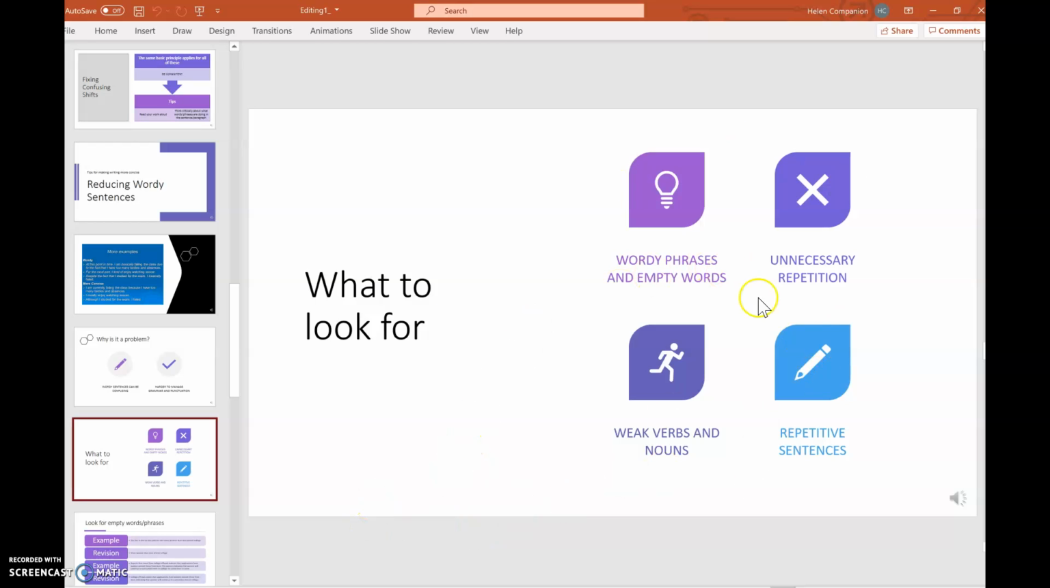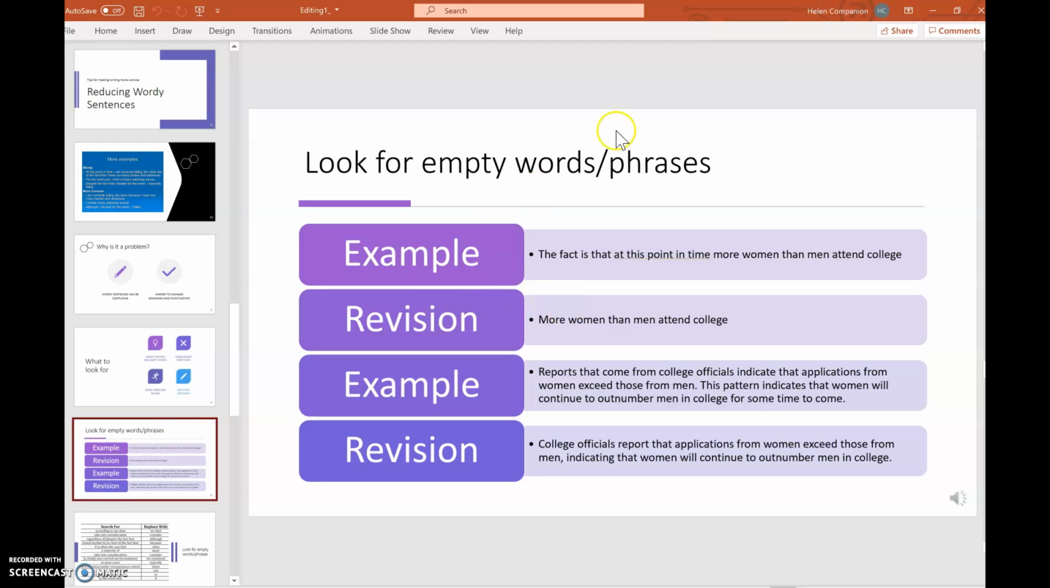I didn't want to go into a huge bit of detail on these, but I'm going to a little bit here. So look for empty words and phrases. For example: the fact is at this point in time, more women than men attend college. The fact is, well, the writer is presenting it as a fact, so we know that already. At this point in time, it's in present tense, so we can assume that it's at this point in time. All of that's unnecessary, so we can revise it to: more women than men attend college.